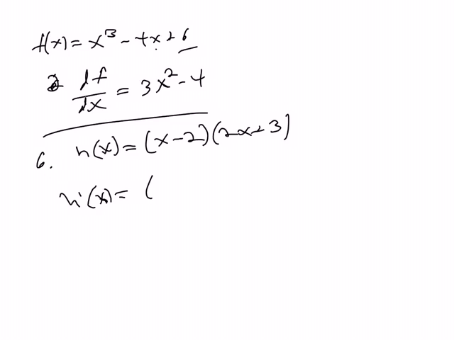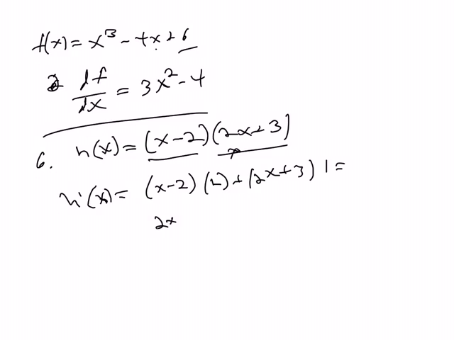Okay, so we take x minus 2, product rule, times the derivative of this, which is just times 2, plus 2x plus 3 times the derivative over here, which is just 1. So this just becomes 2x minus 4 plus 2x plus 3. In other words, 4x minus 1.